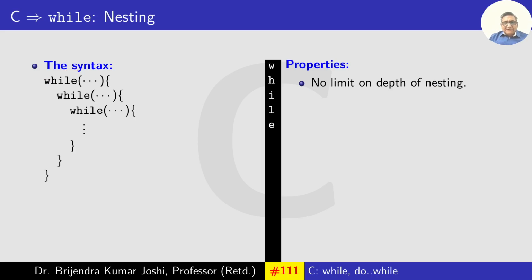Just like for loop, there is no limit on depth of nesting. You can have while inside a while, inside a while, inside a while, and so on.